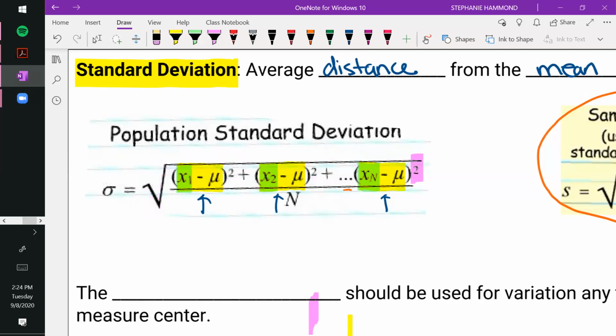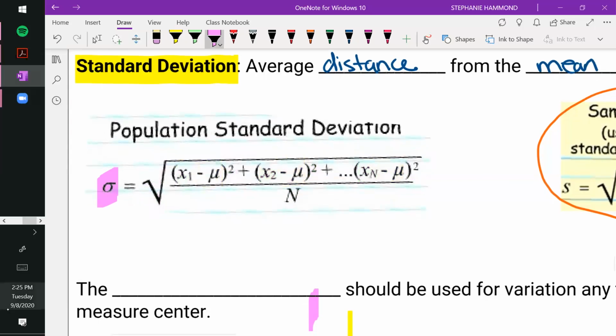So in general, we're calculating all of the distances between each number and the mean, and then dividing by the total number of data pieces within the population. That gives us the average distance from the mean, which is called the standard deviation, or sigma.